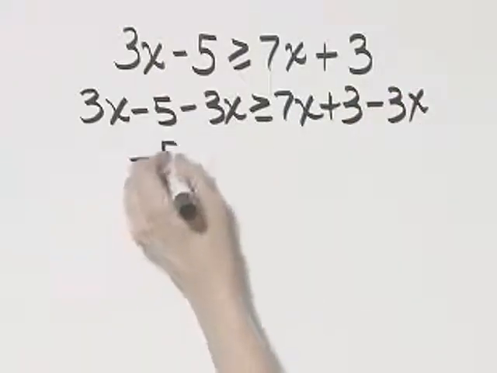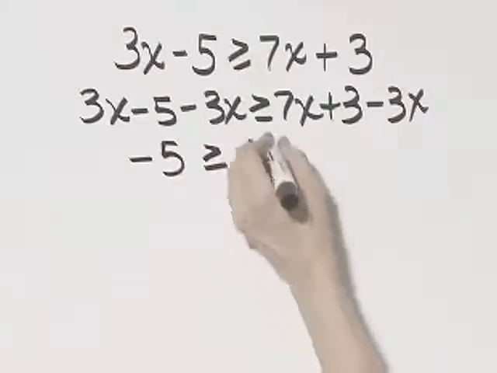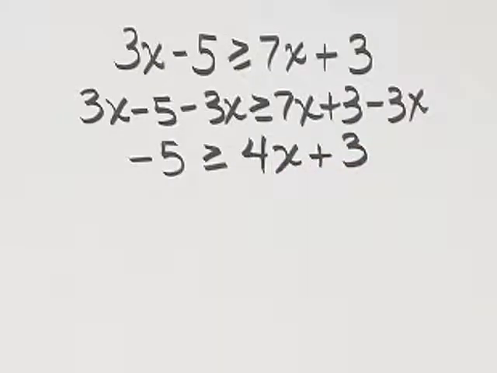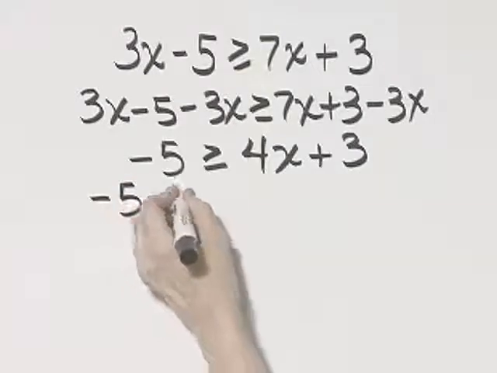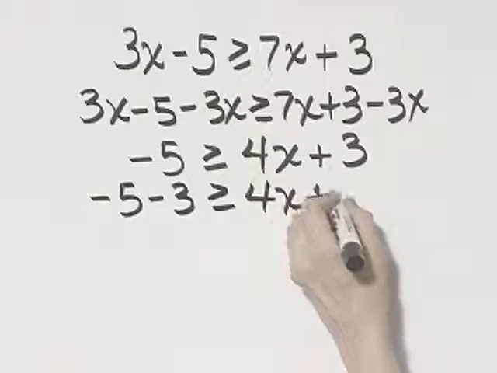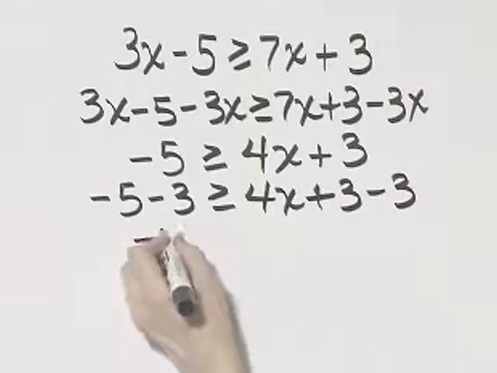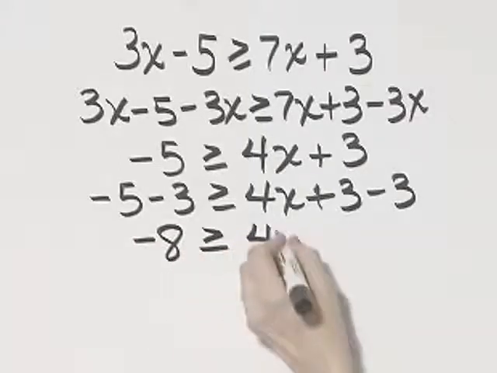I have negative 5 greater than or equal to 7x minus 3x is 4x plus 3. Now I will subtract 3 from both sides. So here's my left side, subtract 3. And here's my right side, subtract 3. Negative 5 minus 3, that's negative 8. And that's greater than or equal to 4x.